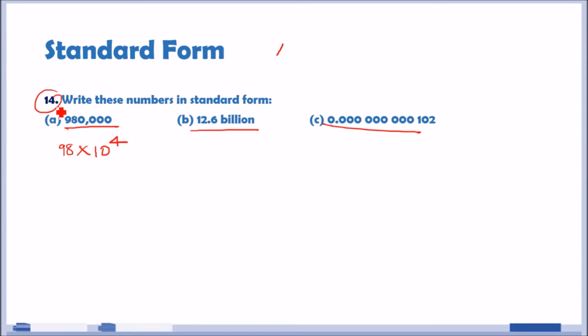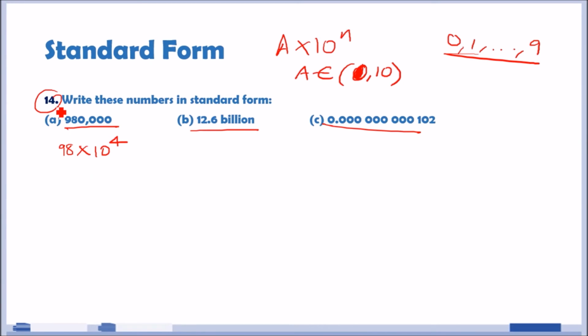Well, in standard form, we always need to write in this form, a times 10 to the power n, where a takes values between 0 and 10, but not inclusive. So in other words, pretty much single unit digits. It takes these values. This means less than 10, bigger than 0. Anyway, that means 98 won't satisfy, so we need to change it to 9.8.